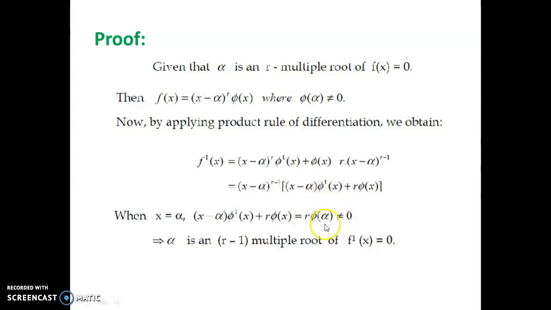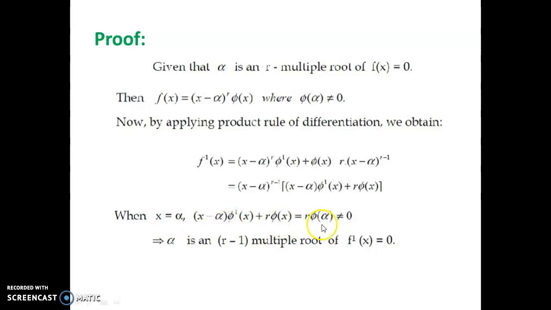Therefore we can say that x equal to alpha is an r minus 1 multiple root of f dash of x equal to 0. Here we have already got that, while taking f dash of x, x minus alpha raised to r minus 1 is a factor of this f dash of x. Therefore alpha is an r minus 1 multiple root of this f dash of x.